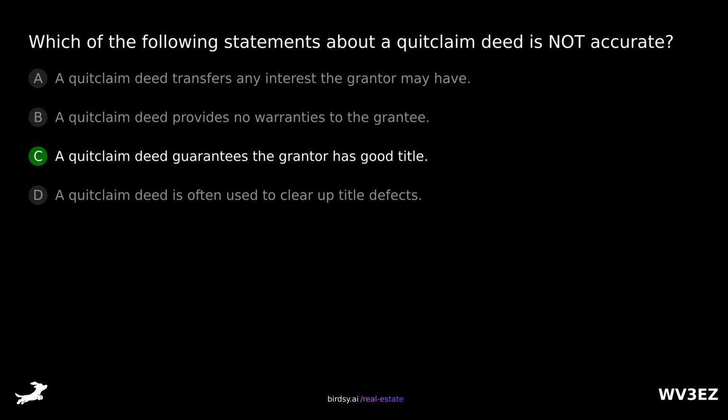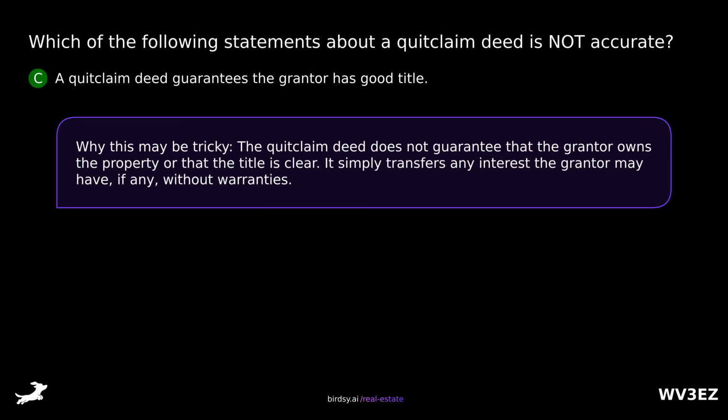A quitclaim deed guarantees the grantor has good title. Why this may be tricky. The quitclaim deed does not guarantee that the grantor owns the property or that the title is clear. It simply transfers any interest the grantor may have, if any, without warranties.